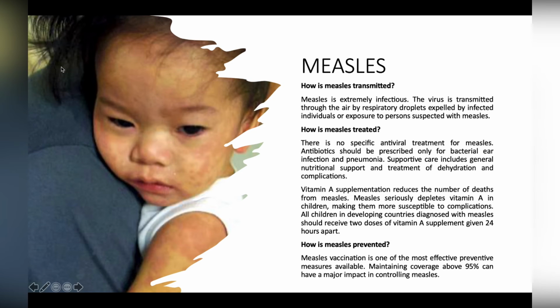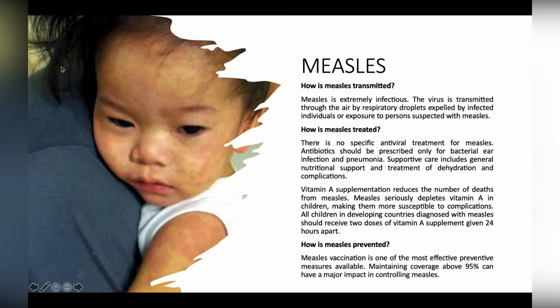Antibiotics should be prescribed only for bacterial ear infection and pneumonia. Supportive care includes general nutrition support and treatment of dehydration and complications. Vitamin A supplementation reduces the number of deaths from measles.